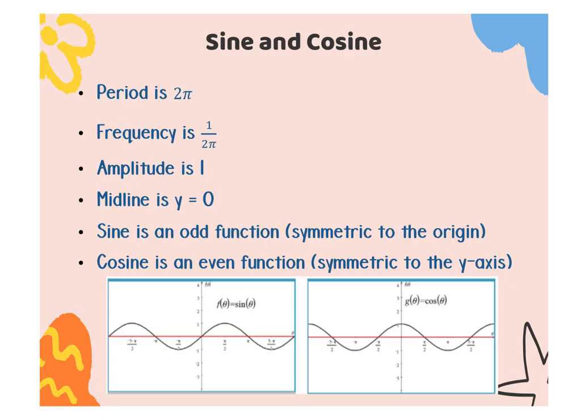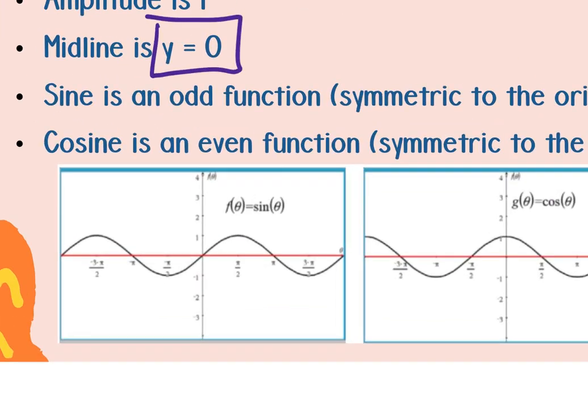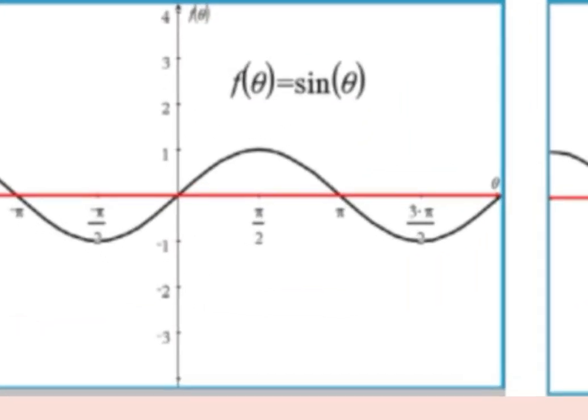All right. For sine and cosine, this is for our parent function, the period is 2 pi, which means the frequency is 1 over 2 pi. For the parent function, the amplitude is 1. That's how high up and how low I go. The midline is an actual line, which means it gets written in equation form. So the midline would be y equals 0. If you look at this graph, midline is y equals 0. I'm going up 1 and down 1.